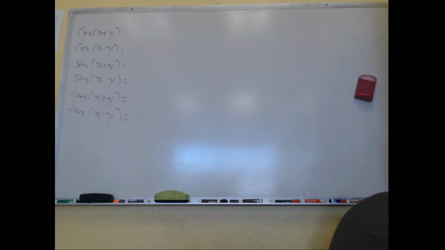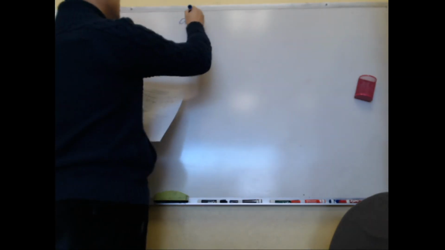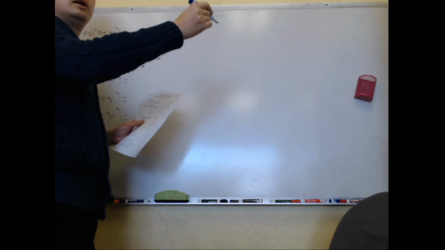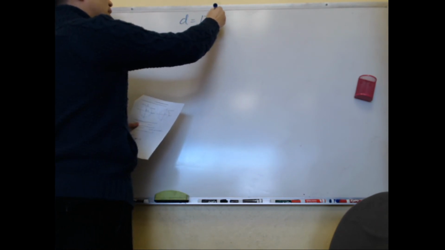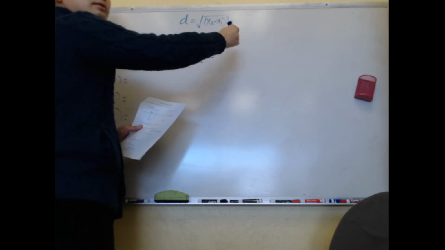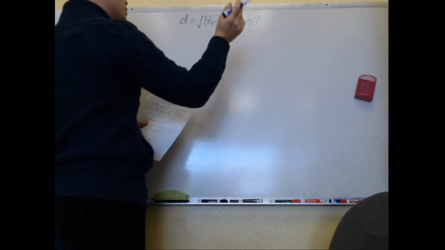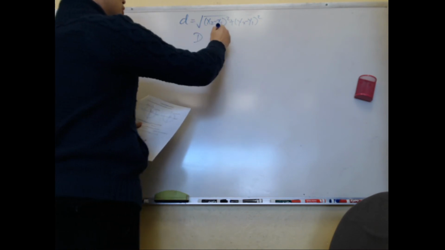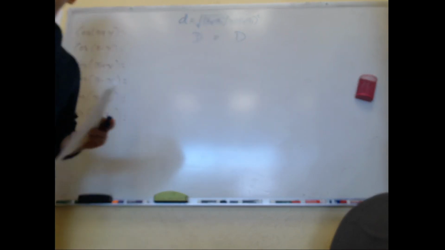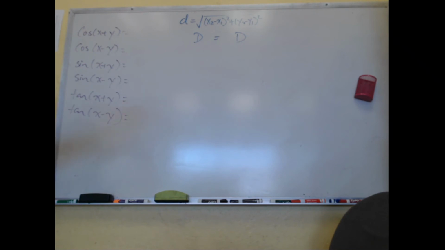Now back to geometry. How do you find the distance of a line segment on the xy coordinate plane? The distance formula. What's the distance formula again? Square root of x2 minus x1 quantity squared plus y2 minus y1 quantity squared. So for those two segments D, I would like to set up the distance, starting with segment D on the left-hand side.